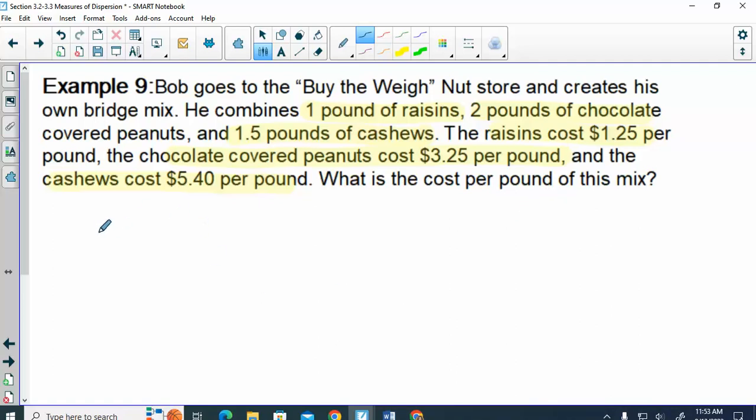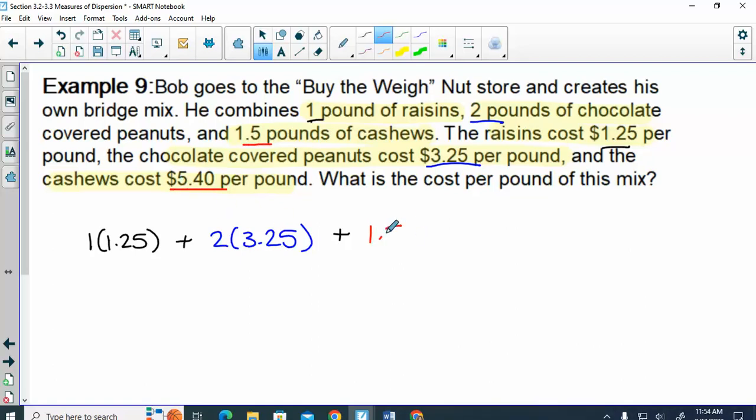Okay, so we have to add up the number of pounds, but we have to multiply by the cost, like its weight. So he had 1 pound of raisins, and those cost $1.25, so 1 times 1.25. All right, we have 2 pounds of chocolate-covered peanuts, and those are $3.25. We have 1.5 pounds of cashews, and those are $5.40.